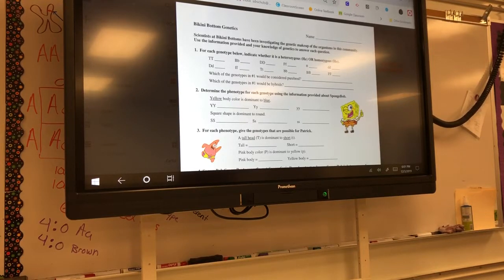I want you to make sure you have the Bikini Bottom Genetics paper in front of you. I'm going to do several examples with you, and then you are going to complete this sheet on your own and turn it in. Whatever you do not finish, you are responsible for finishing on your own. Alrighty. Anytime you get confused, refer back to the notes that you took on page 74.